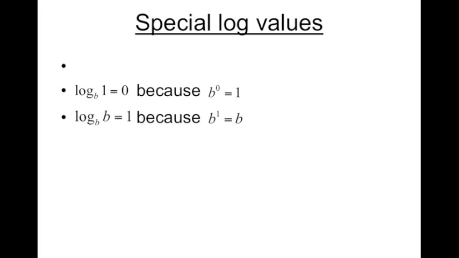And then if you learn to recognize that if the base and what's inside of the log are exactly the same, it will always equal 1, because something to the first is always equal to itself. So those are just a couple of special logs that can come up. Anytime we take the log of 1, we'll get 0. And anytime we take the log of our base, where the base and the inside are the same thing, you're just going to get 1.